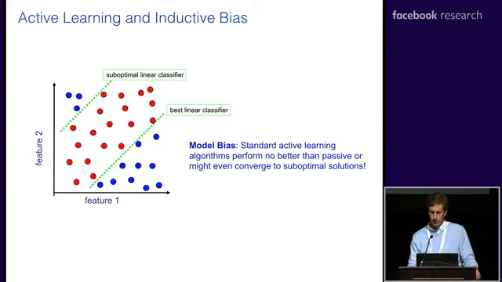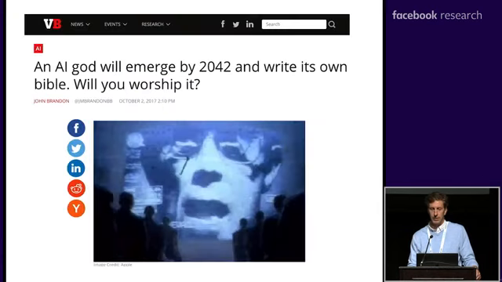Why is it a concern? Well, if you listen to some of the futurists, we may be worshiping an AI god by, I guess, 2042. And we certainly want to make sure that this AI god is not converging to a suboptimal position. So I don't think I can underscore the importance of getting this right more strongly.